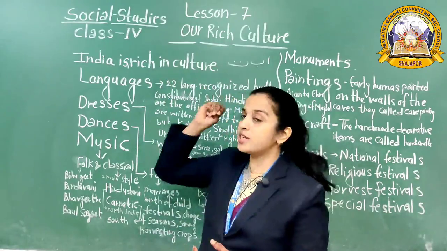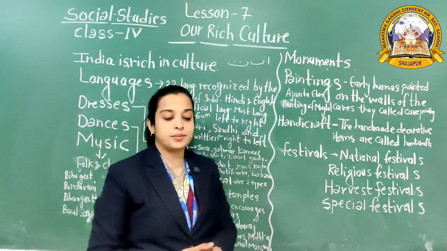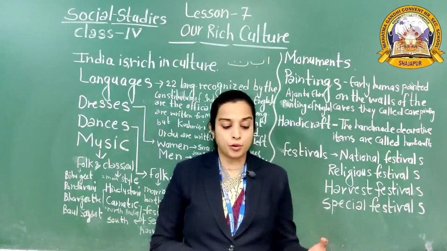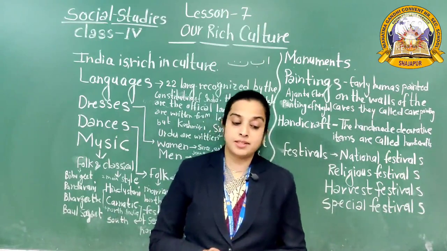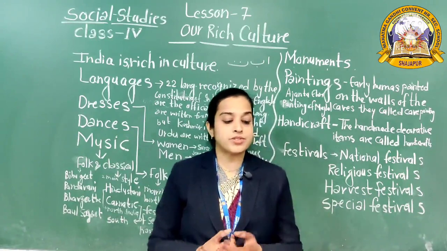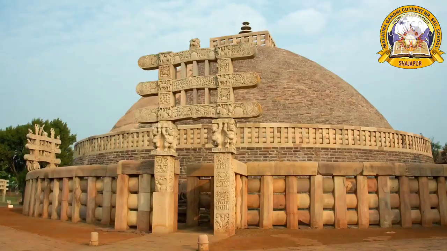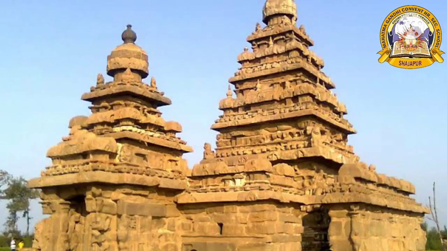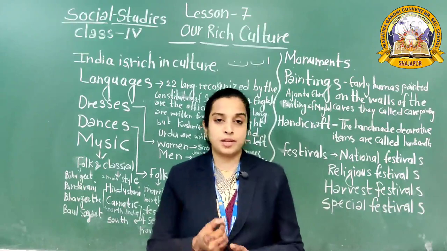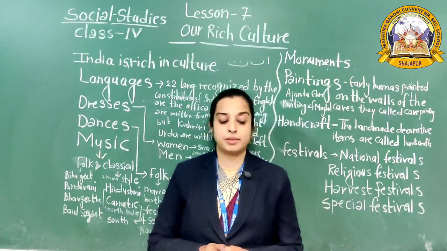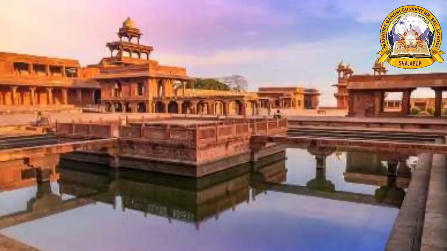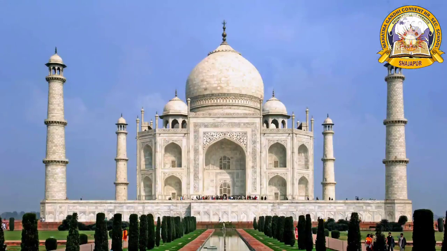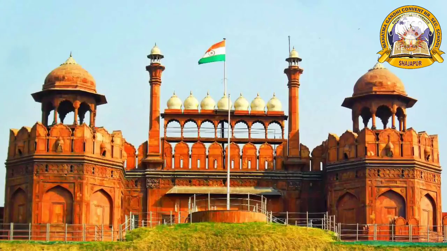Next part of our rich culture is our monuments. Do you know monuments include forts, palaces, temples, pillars, stupas, monasteries, which are different types of monuments in India. The stupa of Sanchi built by Emperor Ashoka and the temple at Mahabalipuram are examples of early monuments. Mughal rulers also built many monuments in India, like Fatehpur Sikri, Agra Fort, Taj Mahal, Jama Masjid, Red Fort in Delhi.